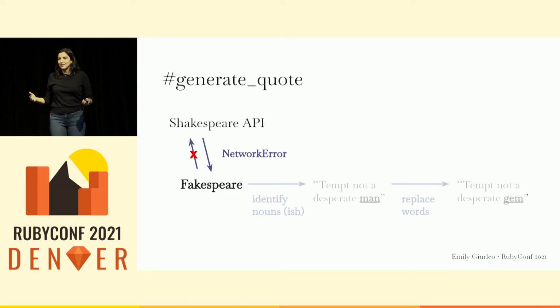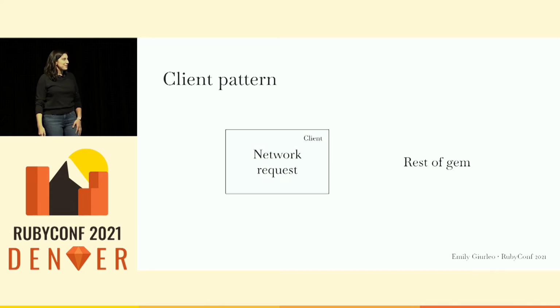This is an error case that is hard to anticipate. We don't know when the internet might go down or when the Shakespeare API might be experiencing a problem. That being said, we still want our gem to handle it well, which means we still want to test it. The other interesting thing is that this case then becomes hard to test because we can't just tell our test, hey, shut off the internet for a second. Like, that's pretty hard to do.